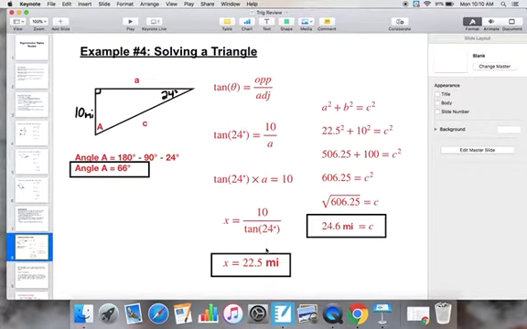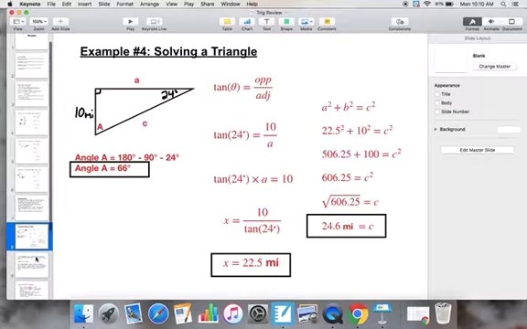All right, and that's exactly how I did it in those slides as well. Like I said, there are other ways you can do it. You could use sine, right, for this. You could have used angle A with the 66. With the trig ratios, it's up to you.